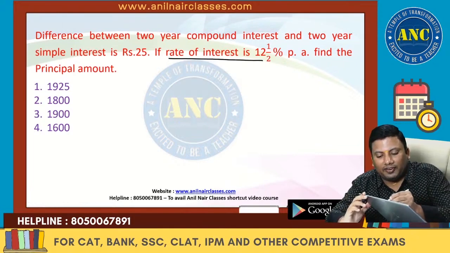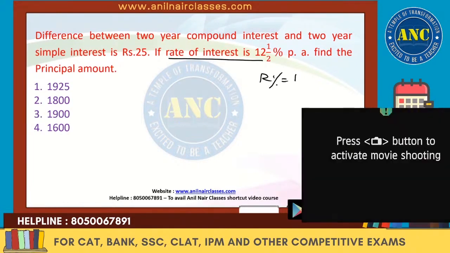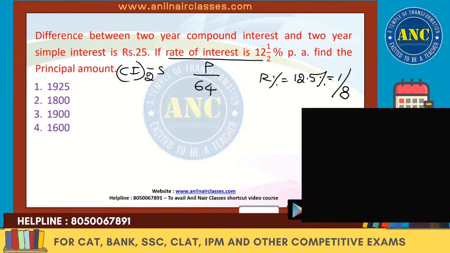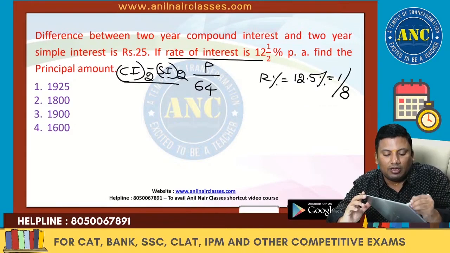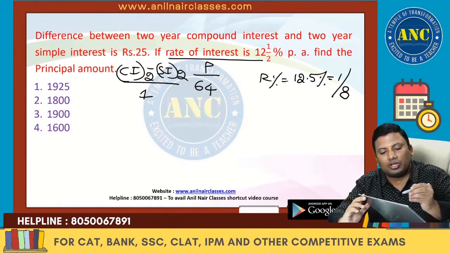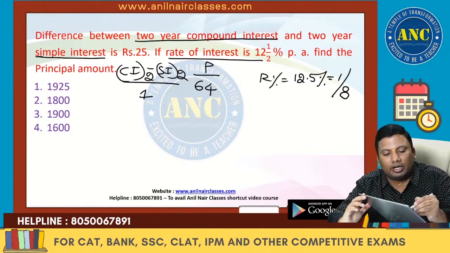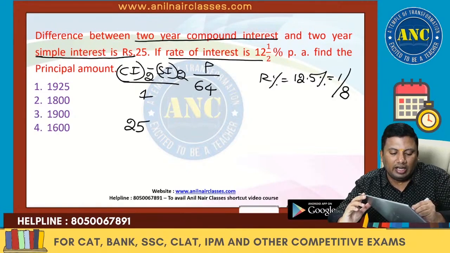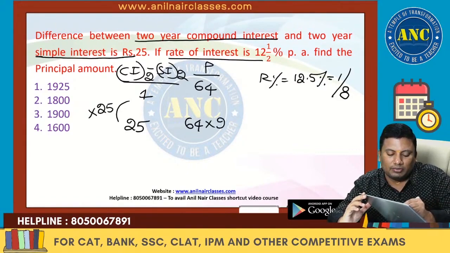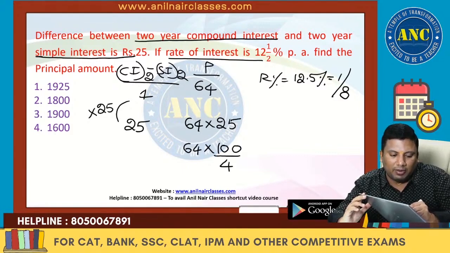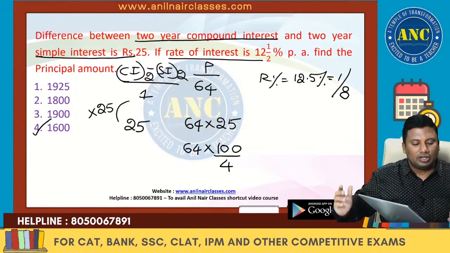Next one, rate of interest is 12.5 percentage, which is nothing but 1 by 8. Rate is nothing but 1 by 8. Principal will become 64. CI for 2 minus SI for 2 will become 1. But according to the question, the difference between 2 year compound interest and 2 year simple interest is 25. So it is 1 into 25. This will also become 64 into 25. 25 is nothing but 100 by 4. So answer is nothing but 1600.